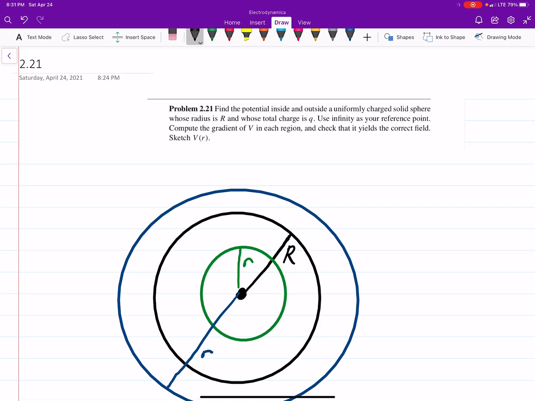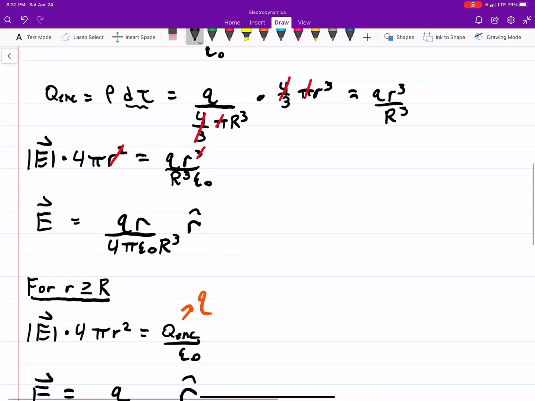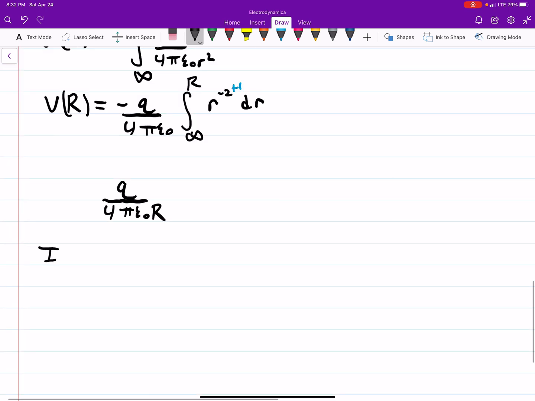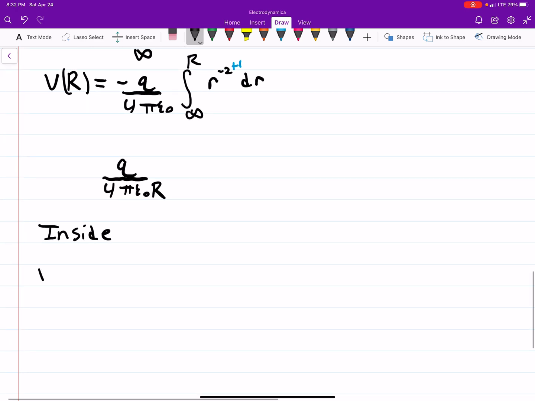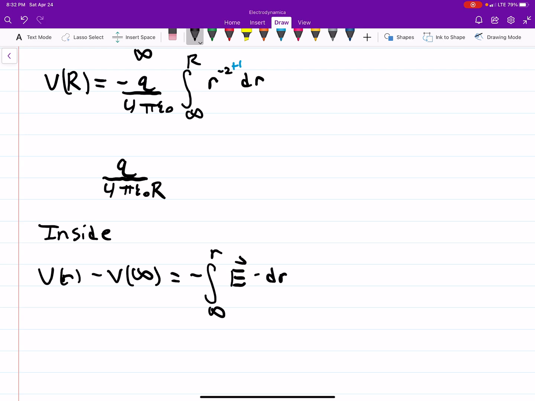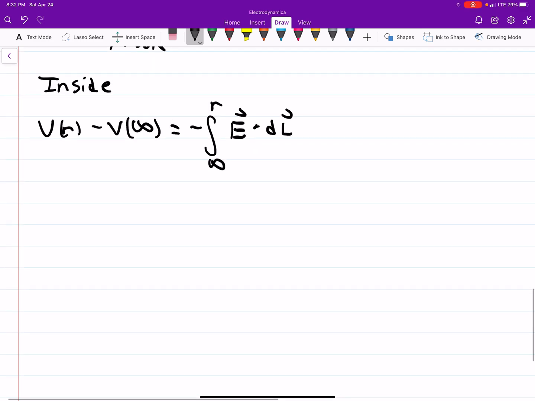So they want the potential inside and outside. So we just found outside. Inside, we want the potential now from, we'll say, little r minus V infinity is equal to negative the integral from infinity to little r, E field dot dl. And again, infinity is our reference point, which is 0.